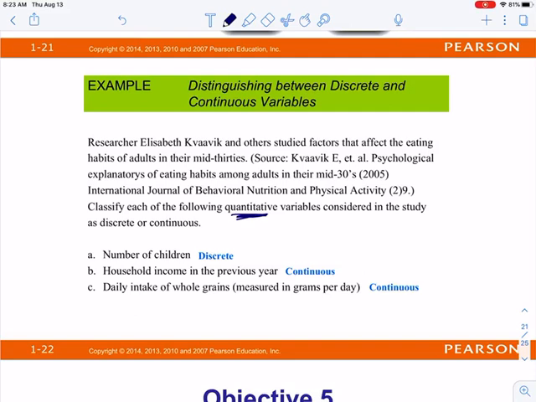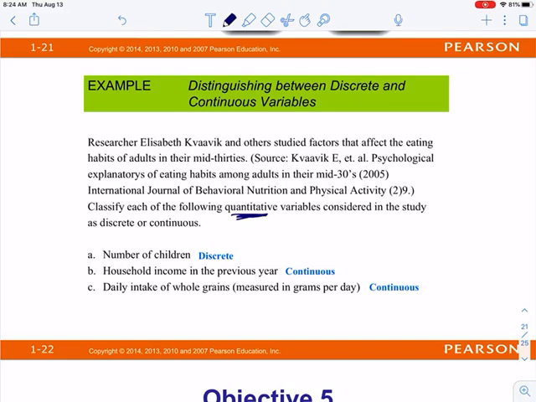So for part A, your number of children, that's discrete. Again, why? Because I have 0, 1, 2, 3. I don't have an infinite number of children. I can't have 1.2 children, so it's discrete. Household income in the previous year is continuous. Again, because it could be any number from $50,000, $50,025, $50,124.37. It could be any value.